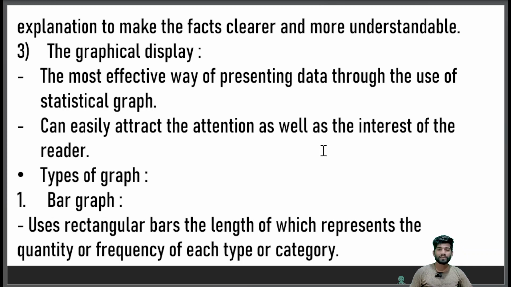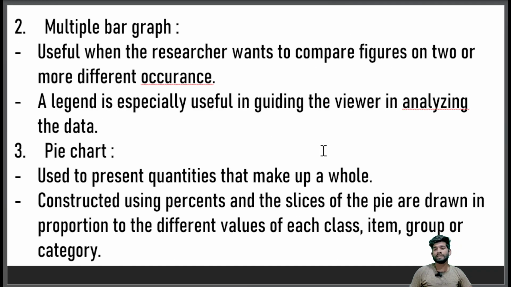Then types of graphs. First one is the bar graph. It uses rectangular bars, the length of which represents the quantity or frequency of each type or category. Then second one is multiple bar graph. Useful when the researcher wants to compare figures on two or more different occurrences. A legend is especially useful in guiding the viewer in analyzing the data.